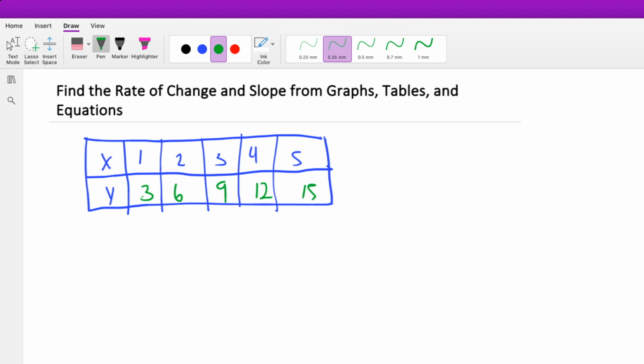What is the formula for slope from a table? Y over x. Pretty simple. 3 over 1 is 3. 6 over 2 is 3. 9 over 3 is 3. We get a 3. We get a 3.